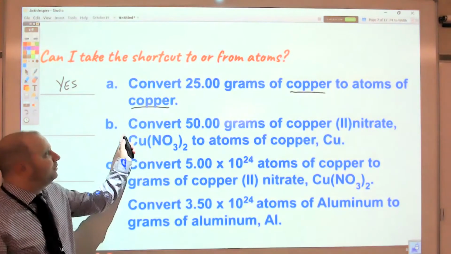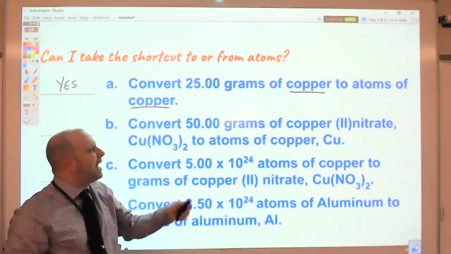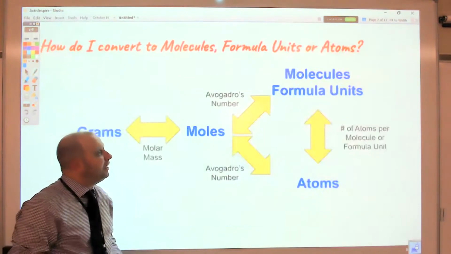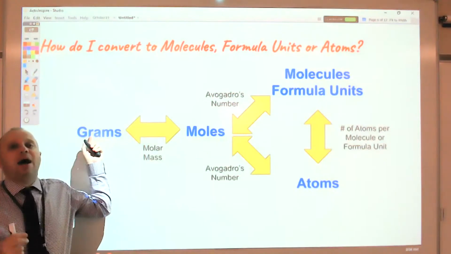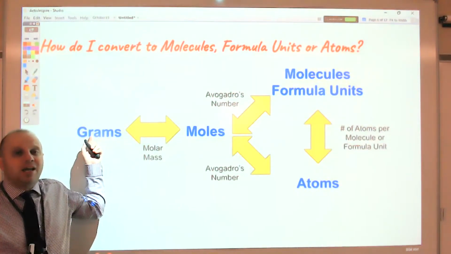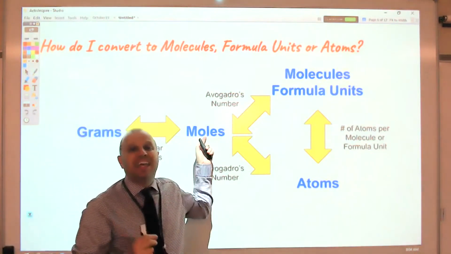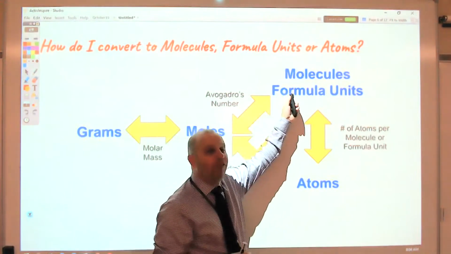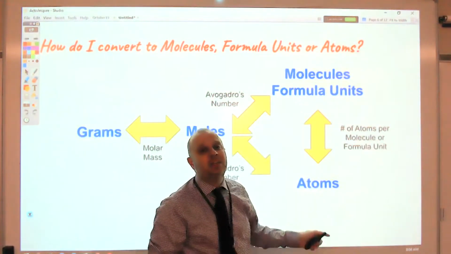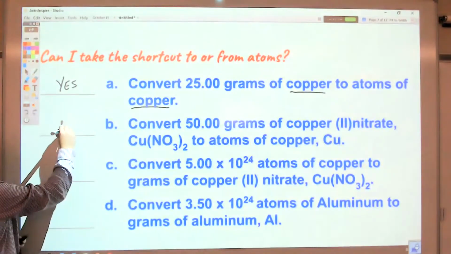For the second one, it says convert 50 grams of copper(II) nitrate to atoms of copper. In this case, I'm starting off over here with grams of copper(II) nitrate. That's an ionic compound. So I can go from grams to moles, but I cannot go directly to atoms. I have to go up to formula units first, and then I can convert to atoms afterward. So the answer here is no.